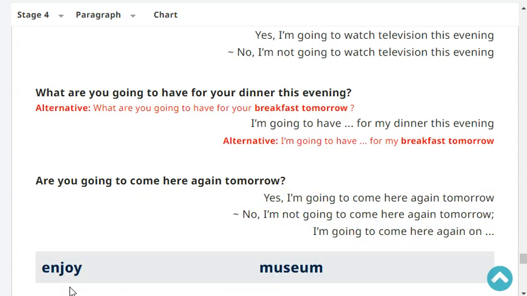What are you going to have for your dinner this evening? I'm going to have beef steak for my dinner this evening. Special dinner. Okay.